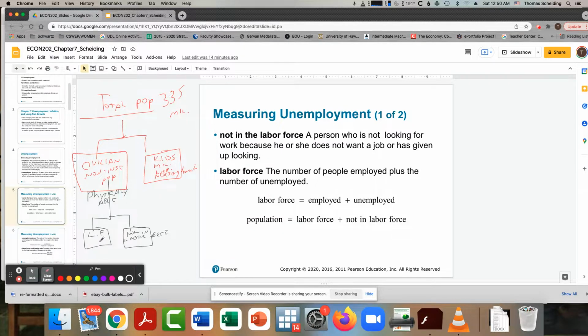Then within our labor force, we have the employed and the unemployed. So that's our way of understanding society as it exists, from our total population of 335 million. In fact, let's do this.